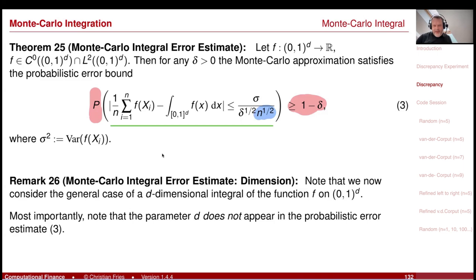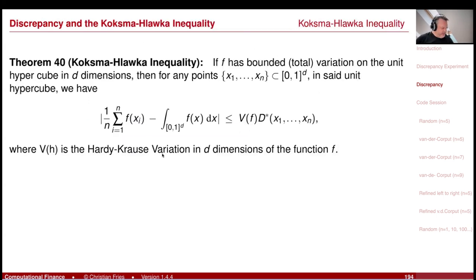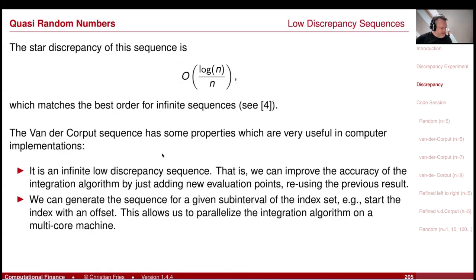So now, with the Koksma-Hlawka inequality, this 1 divided by square root of n, which you have here, is replaced by the discrepancy of the sequence, which we have here. So the constant in front is the variation of the function in both estimates, here the variation in the sense of Hardy and Krause. And now with the van der Corput sequence, this discrepancy is better than 1 divided by square root of n. It is log n divided by n. So we had this result that the star discrepancy for the van der Corput sequence is log n divided by n.